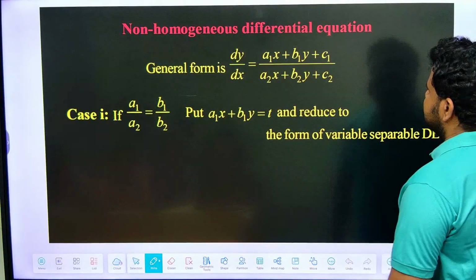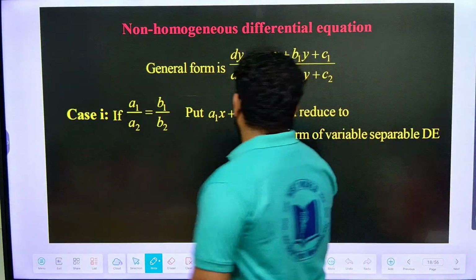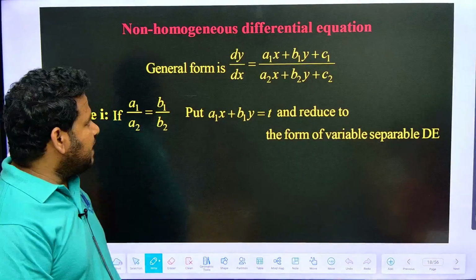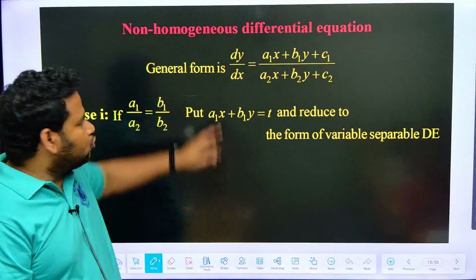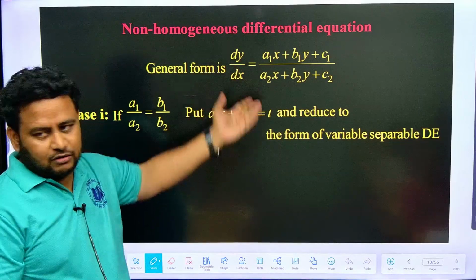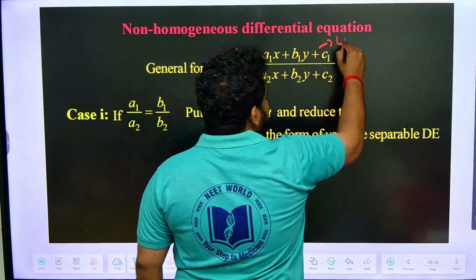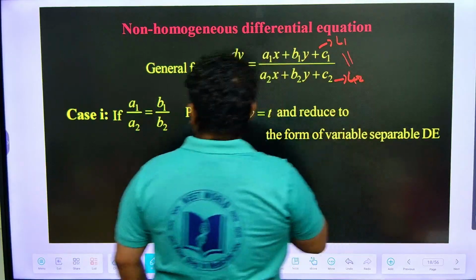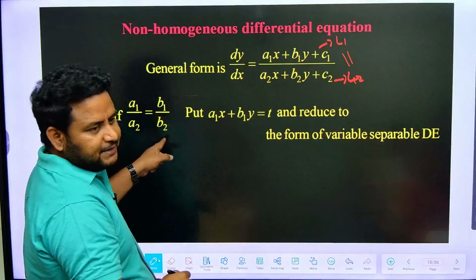Non-homogeneous differential equation. See, for non-homogeneous there are various forms. Now I am taking only the form where two lines are parallel. Ax plus by plus c is nothing but a line. If I consider this as line 1, this is line 2. These two lines are parallel when a1 by a2 is equal to b1 by b2.